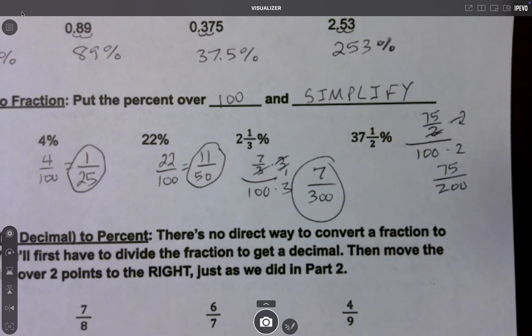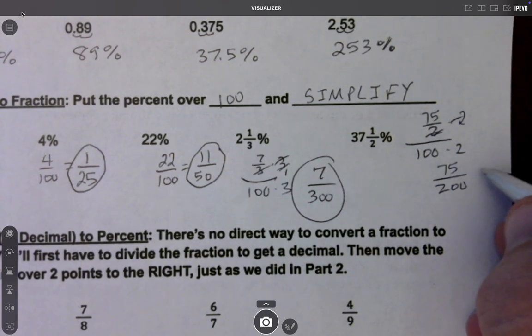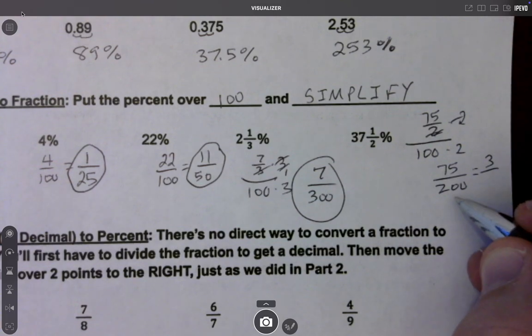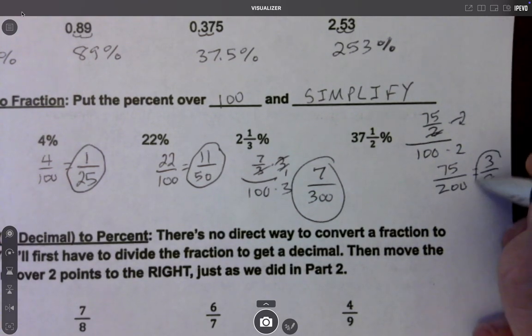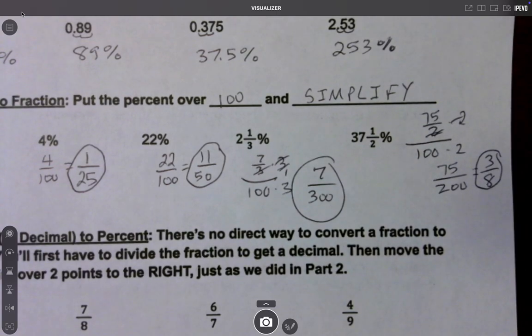Let's see, I think the biggest number that can go into both of those is 25. So 75 divided by 25 is 3. 200 divided by 25 is 8. So we get 3 over 8. So that's one way to do it.